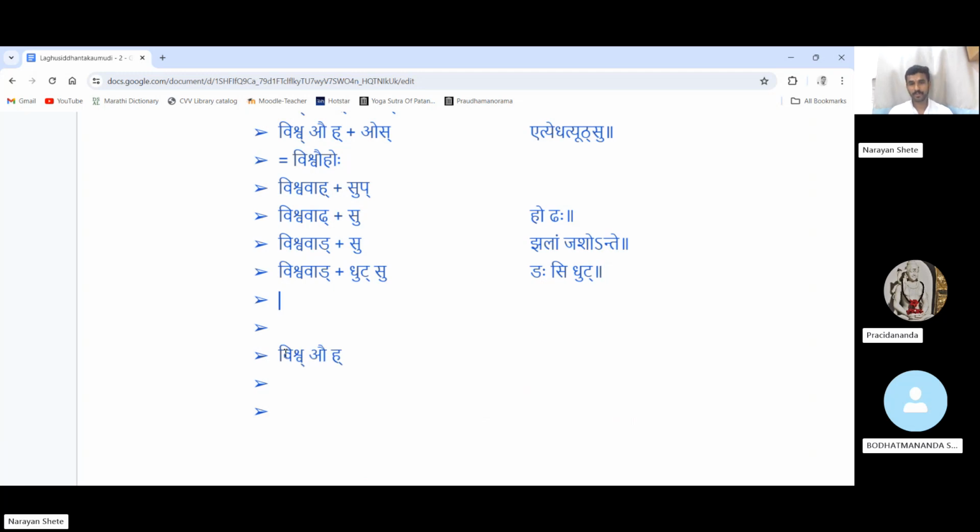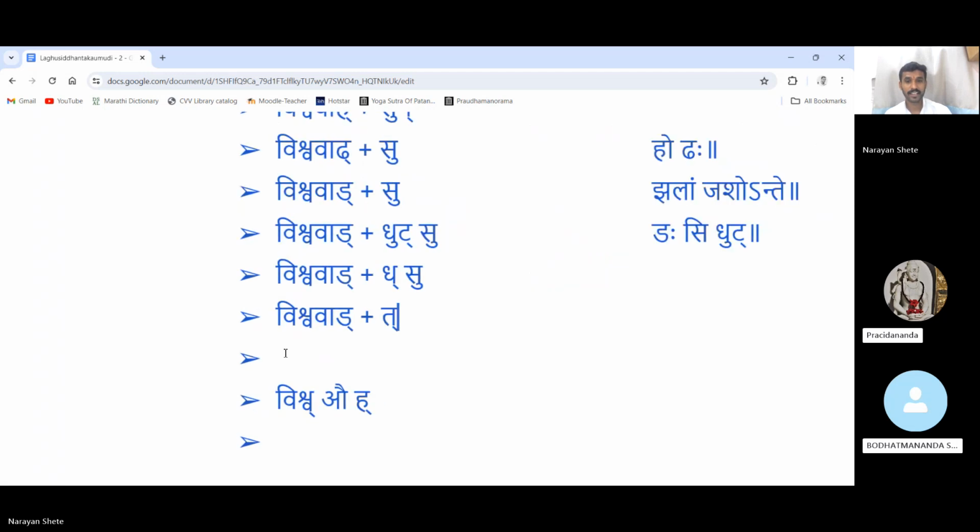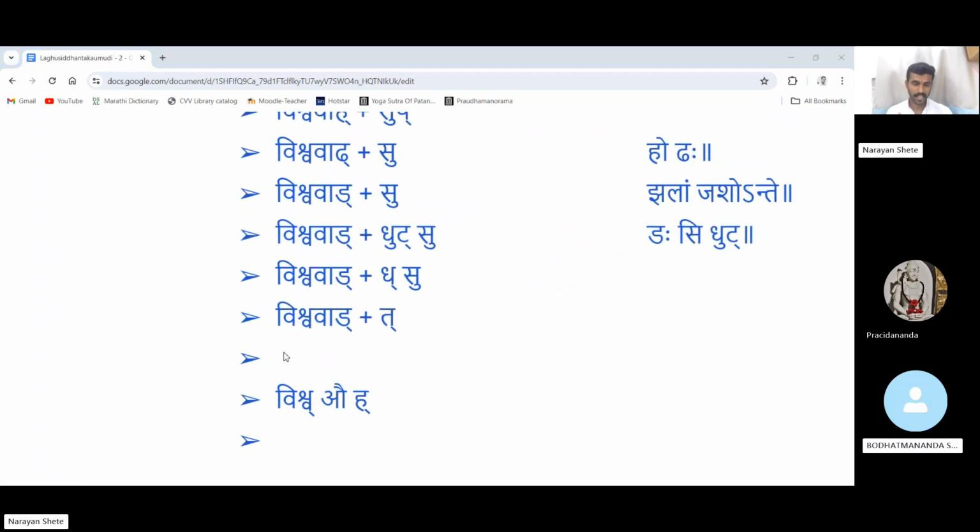So Vishwavad su. Dhakara will then get, and Ukara will sit. Vishwavad, how will it turn into Gakara? Before Takara, Dakara. The Dakara and then Takara, right? No. There is no sutra to turn that Dakara into Takara.